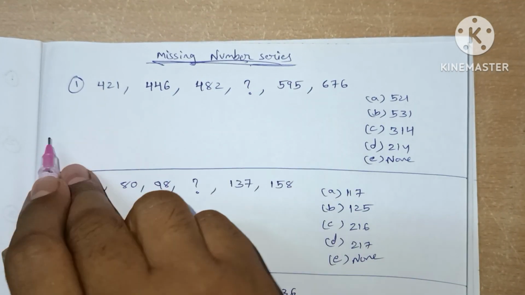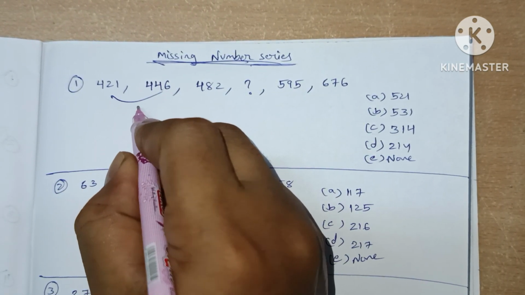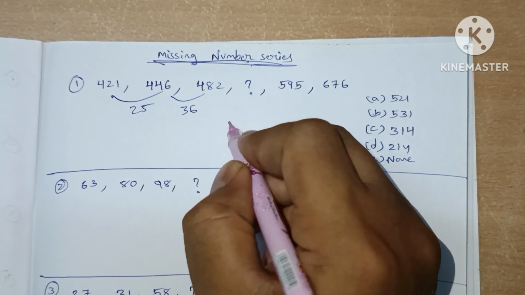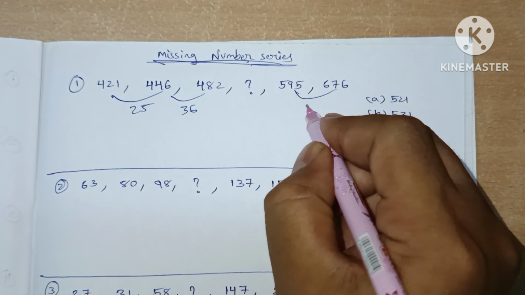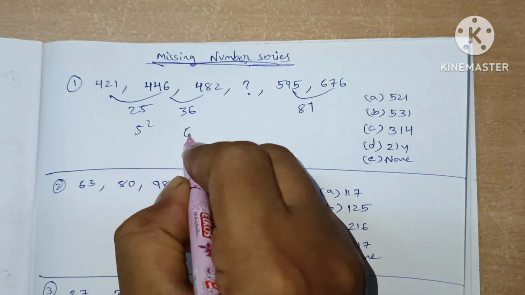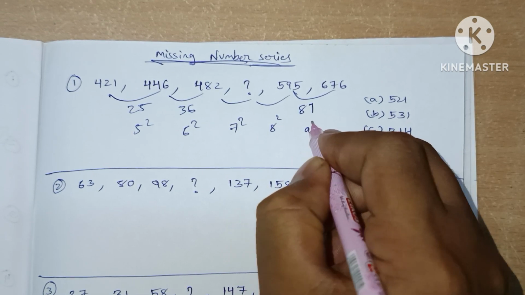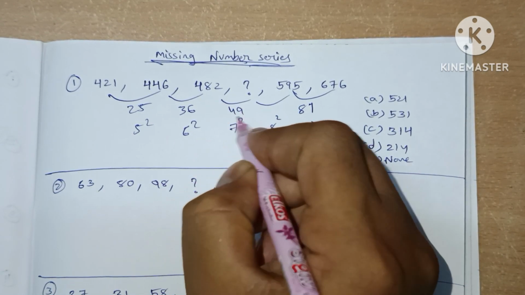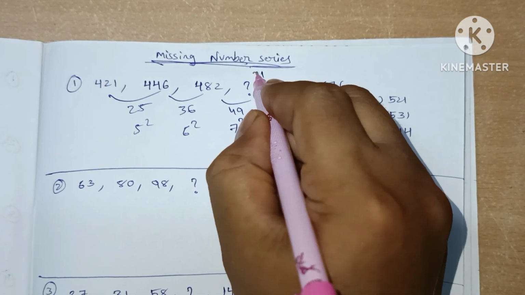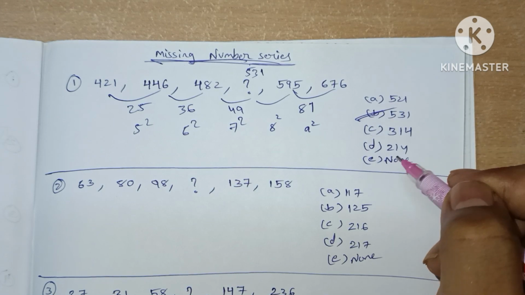Now we are going to see missing number series. These numbers are slightly varying, so we go with differences. Here the difference is 25. Here the difference is 36. These are squares. Here the difference is 1 and 8, 81. So 5 square, 6 square. The next one must be 7 square, and the next one must be 8 square. This is 9 square. So 7 square must be 49. 482 plus 49, which will be 531. So answer will be option B, 531.